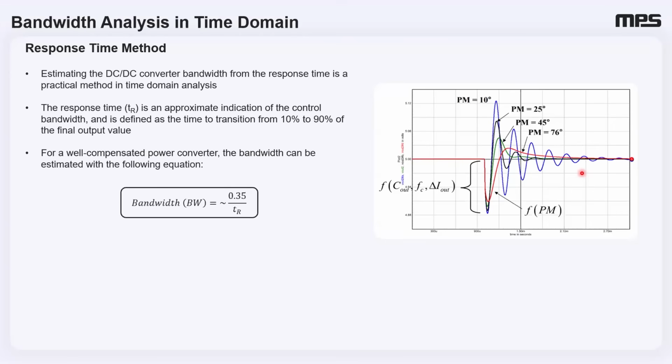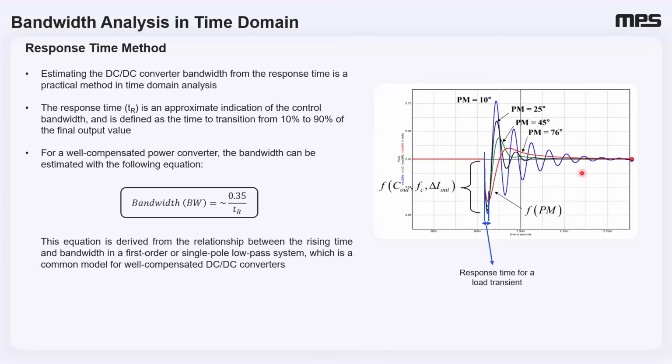This 10% to 90% transition time is a standard metric for quantifying the speed of system response. Specifically, notice the blue arrows indicating the response time for a load transient. This visually demonstrates how we can measure the response time from the transient waveforms.